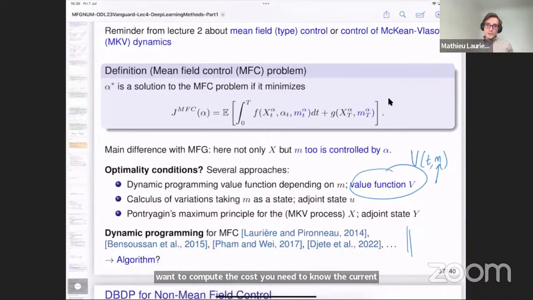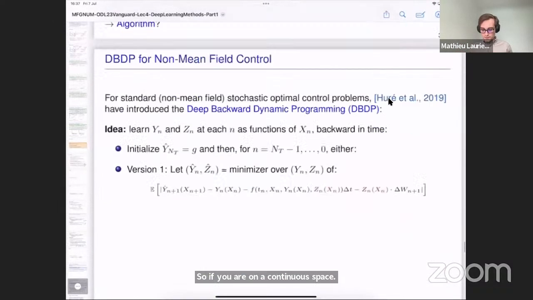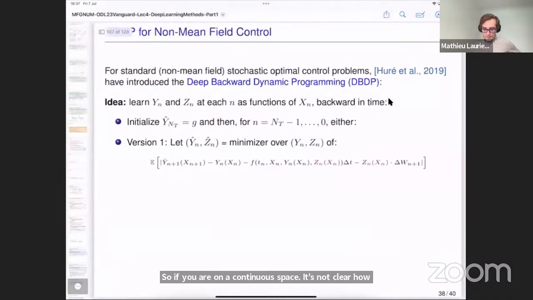All right, so mathematically it works, beautiful, but then how do you do it numerically? Because if you want to use this dynamic programming approach, it means that we should replace V by a neural network and we should train it backward in time. But the problem is V is a function of a distribution. So if you are on a continuous space, it's not clear how you represent the distribution. Before addressing this question, let me just write the DBDP for non-mean-field control.